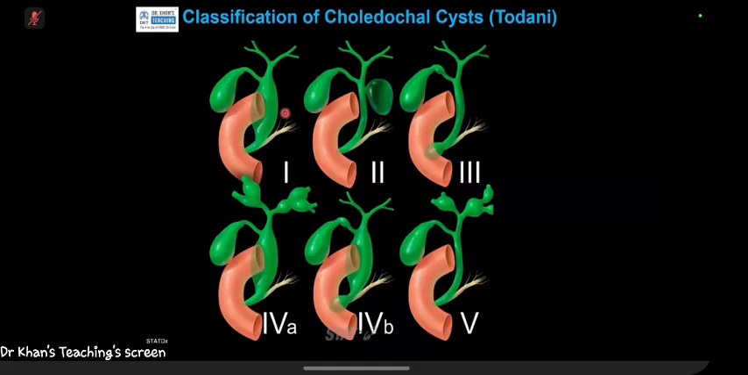So type 1 is where the extrahepatic biliary duct is dilated. Type 2, forget it, don't concentrate here. Type 3 is interesting because there is a cobra head type of appearance, a choledochocele. I'll come back to this one. Type 4, where intrahepatic as well as extrahepatic ducts are involved. And type 5 is only intrahepatic duct.